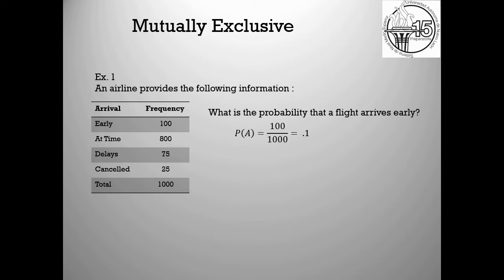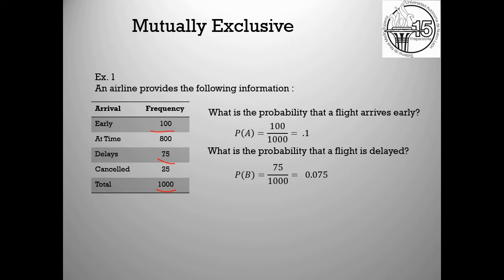Let's see the following sample. An airline provides the following information, and we have the chart of all the flights. What is the probability that the flight arrives early? We have 100 out of 1000. We have all the flights that will arrive early out of 1000. What is the probability that the flight is delayed? We check on the chart and we have 75 flights that are delayed out of 1000. In both samples we have just a single event.